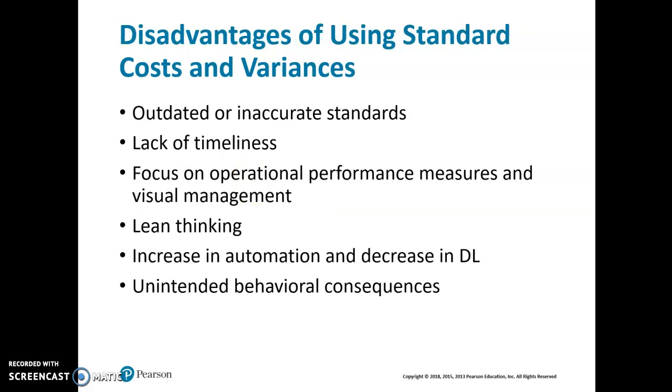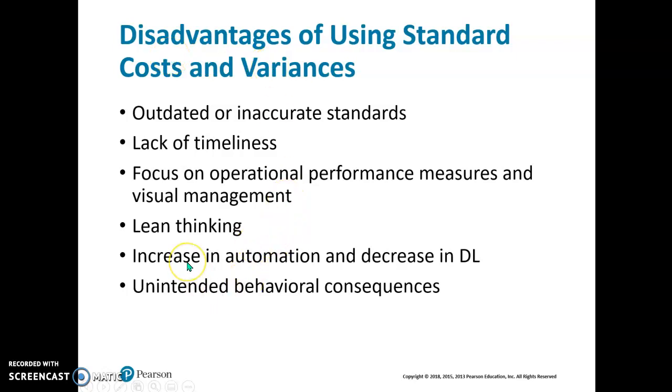Disadvantages: they might be inaccurate. You've constantly got to update these for any changes in the market or changes in your process. Sometimes that means it wouldn't be timely. There's a focus on operational performance measures and visual management. A lot of people prefer to look at different measures to see what's really happening on the floor, because the financial numbers can get really wacky, and you can spend a lot of time looking at these where some operational measures might be a faster way toward your end. This is lean thinking. Lean thinking doesn't go into all of this detail.